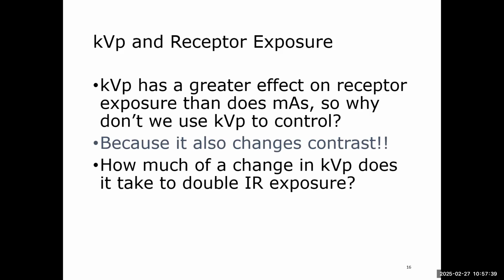But how much of a change in KVP does it take to double IR exposure? What do we say? 15%. So that's why we make the statement that KVP actually has a greater effect on receptor exposure than mass does, because it only takes a 15% change in KVP to double or half receptor exposure. Whereas with mass, it takes what percent to double or half exposure? Yeah, 100%. It takes double.